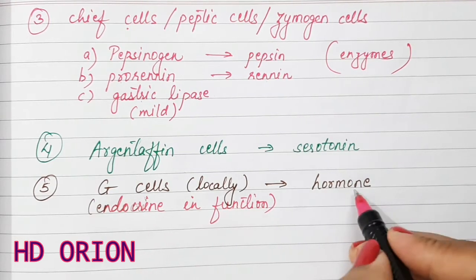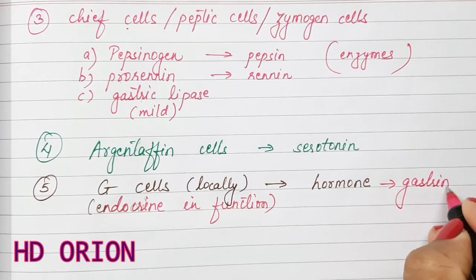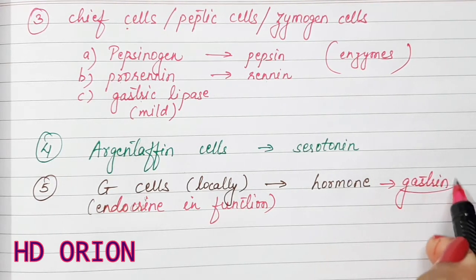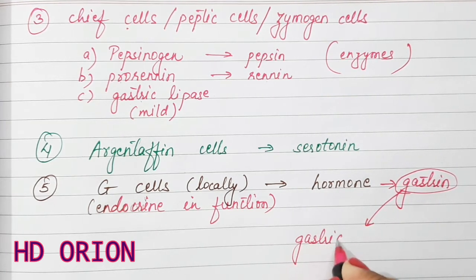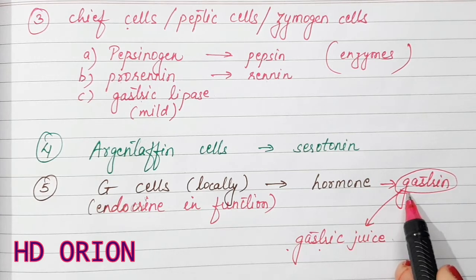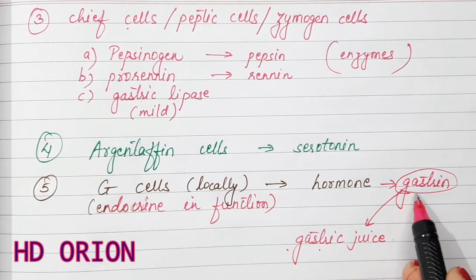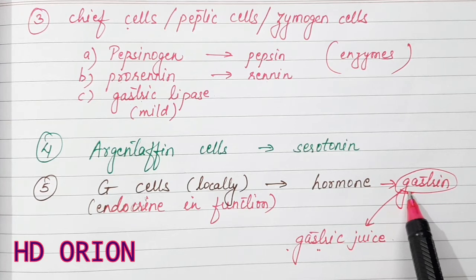So what is it producing? It is producing a hormone. The name of the hormone is gastrin. So what does this do? The gastrin actually helps in the production of gastric juice. Whatever secretions the different types of cells were producing compose the gastric juice, and the gastric juice will be secreted only when the hormone gastrin allows it to. So this is actually the precursor, and this helps in the production of the gastric juice. So the G cells help in the production of the gastrin hormone.